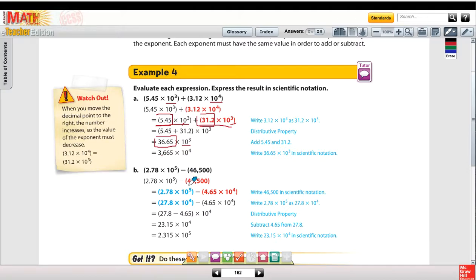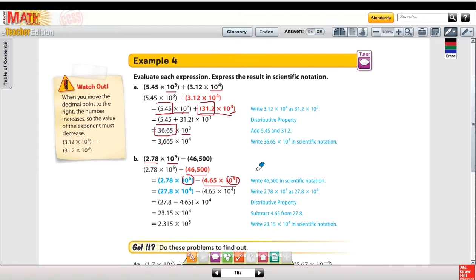Let's take a look at a subtraction problem. We have 2.78 times 10 to the fifth, and then 46,500. We're going to rename that to 4.65 times 10 to the fourth. But we have 10 to the fifth and 10 to the fourth, so different powers, same base but different exponents. So we have to rename. Let's rename the 2.78 to 27.8 times 10 to the fourth. Okay, and you might be asking, how do I know? Do I write it as the smaller exponent or the larger?